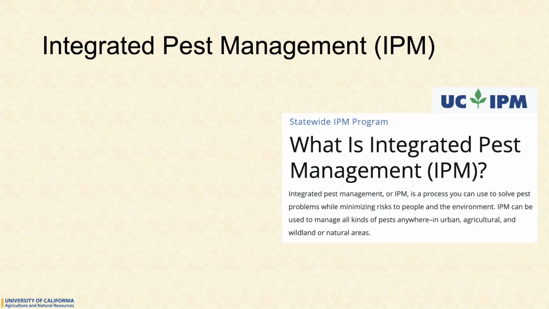Okay, so getting into Integrated Pest Management, or IPM. I'm sure many of you have heard of IPM, but just in case, I'm going to define it briefly here. So IPM, this is straight from the UC IPM website. It is a process you can use to solve pest problems while minimizing risks to people and the environment. So IPM can be used to manage all kinds of different pests anywhere. It can be in agricultural or urban or natural areas, large scale, small scale, organic, conventional, it doesn't matter. IPM is a really big picture, holistic approach that anyone can use and kind of tailor to your unique situation.